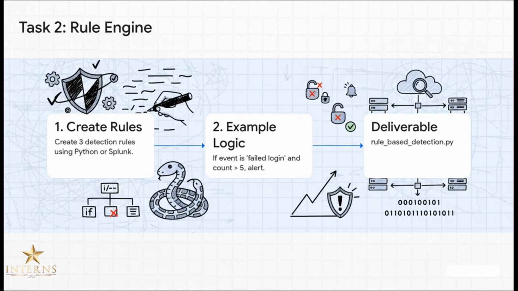Next, you'll build that first layer of defense, the rule engine. Using a simple Python script, or maybe a tool like Splunk, you'll write a few basic rules to catch that obvious low-hanging fruit. Remember that brute force attack example? A rule that flags any user with more than 5 failed logins in a minute is a perfect place to start. This becomes your baseline for catching the threats we already know how to look for.